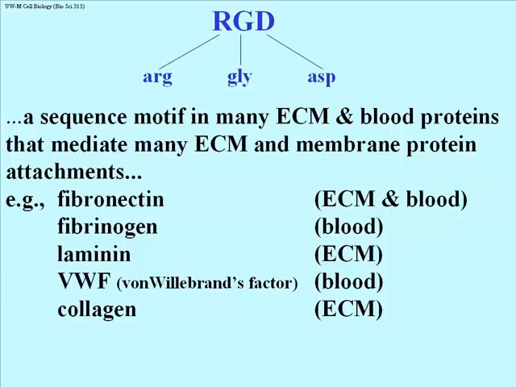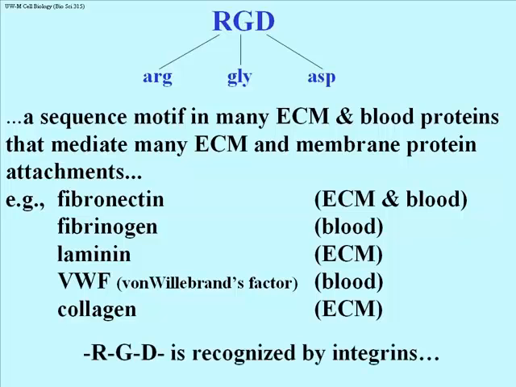Proteins that have this motif include fibronectin, which we just saw in the illustration, fibrinogen, which is a blood protein, laminin, which we saw as part of the extracellular matrix, VWF, or von Willebrand's factor, we didn't see that, that's in the blood, and collagen. Again, RGD then is recognized by integrins, and if you go back to the picture before when you review this, the picture of the ECM, you will see that a fibronectin molecule is bound to integrin, and in another integrin molecule you'll see collagen attached.